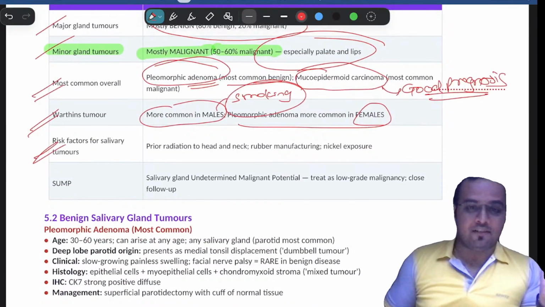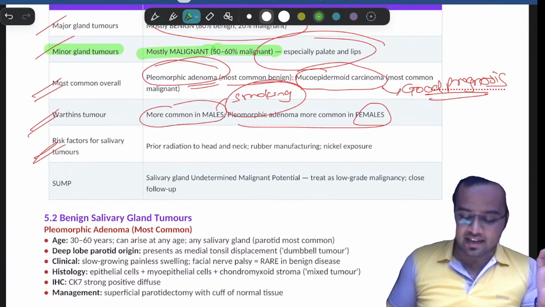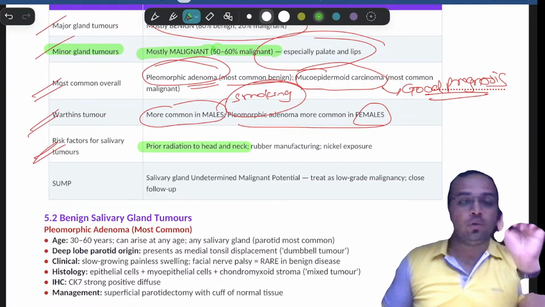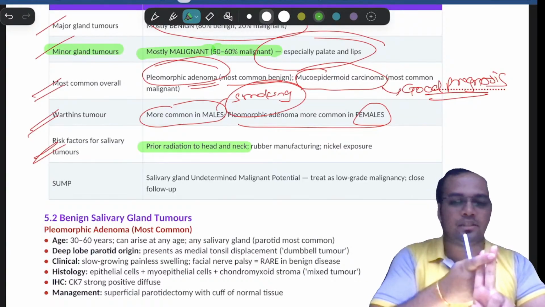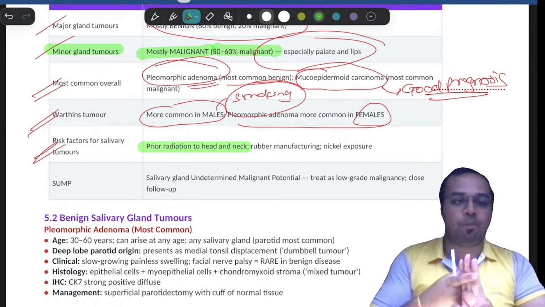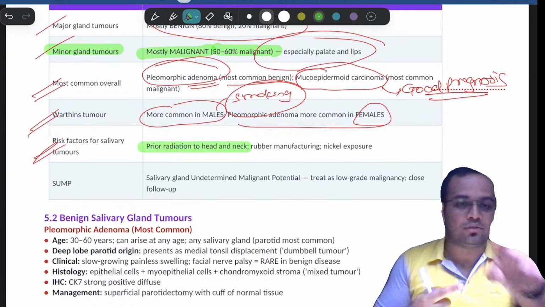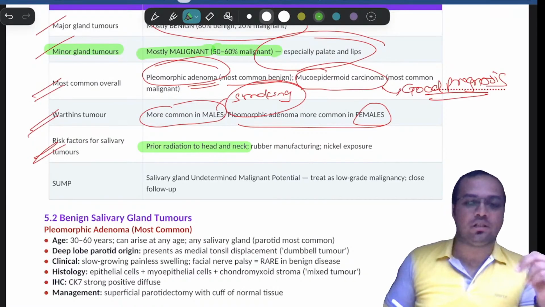Risk factors for salivary tumors. Always remember that radiation is going to be a risk factor. So what is another malignancy which is going to happen after radiation? Another important malignancy is going to be thyroid malignancy. And the third important malignancy which is going to happen after radiation is going to be oral cancer. We have already seen all those types of tumors.